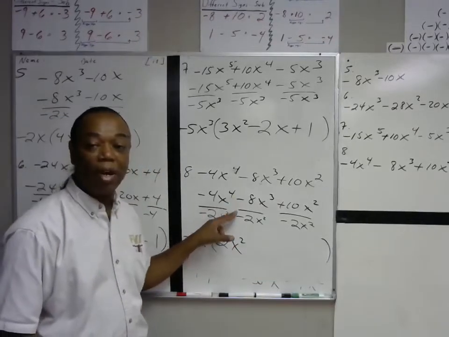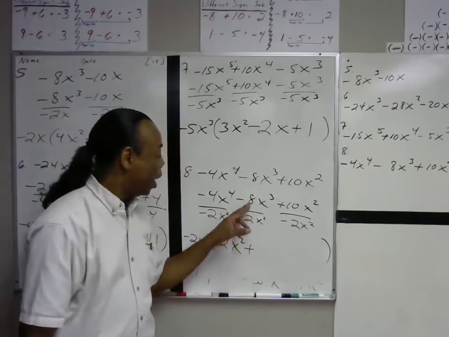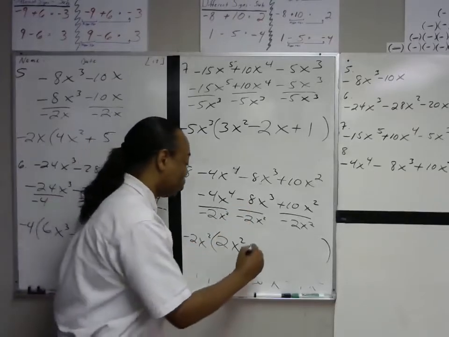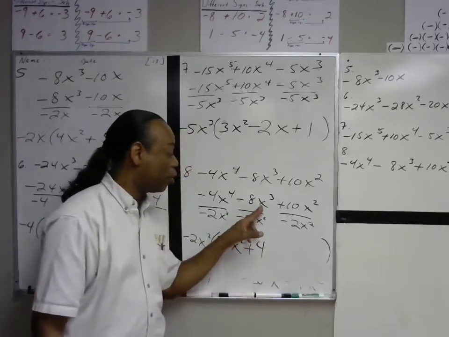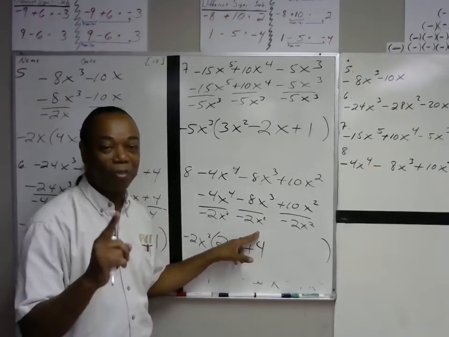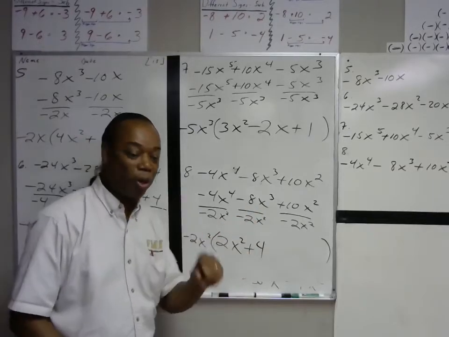Next we have a negative divided by negative, which is positive. 8 divided by 2 is 4. X to the 3rd power divided by x to the second power leaves x to the 1st power.